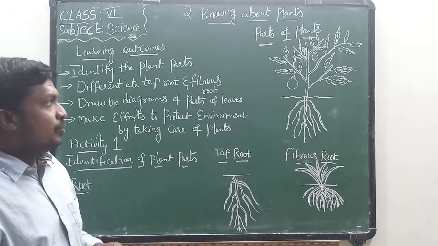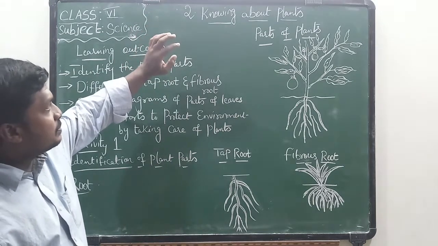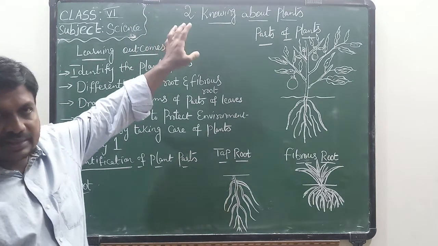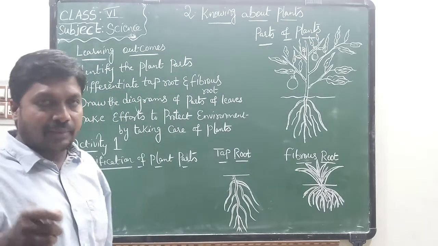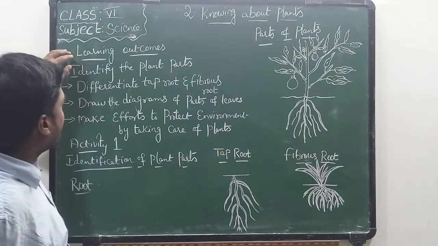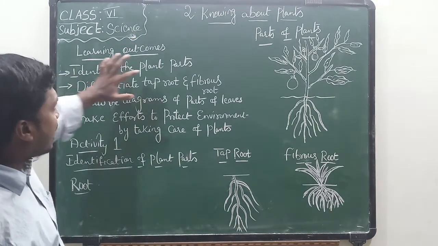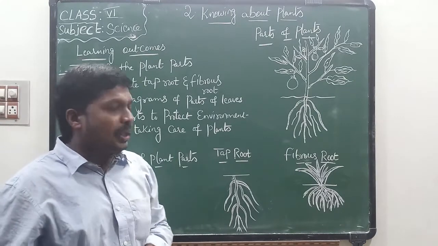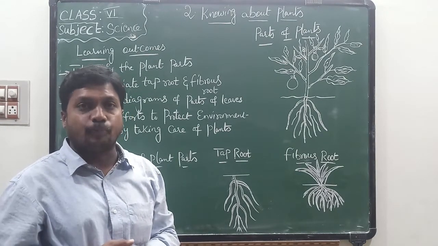Okay, now I will explain about knowing about plants. Second lesson in 6th class science subject, knowing about plants. In this lesson, we will discuss the learning outcomes. First one is identify the plant parts. Already everyone knows about parts of a plant.